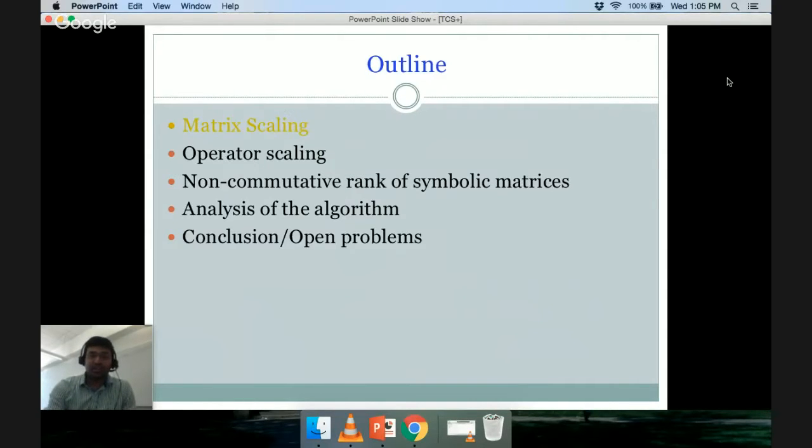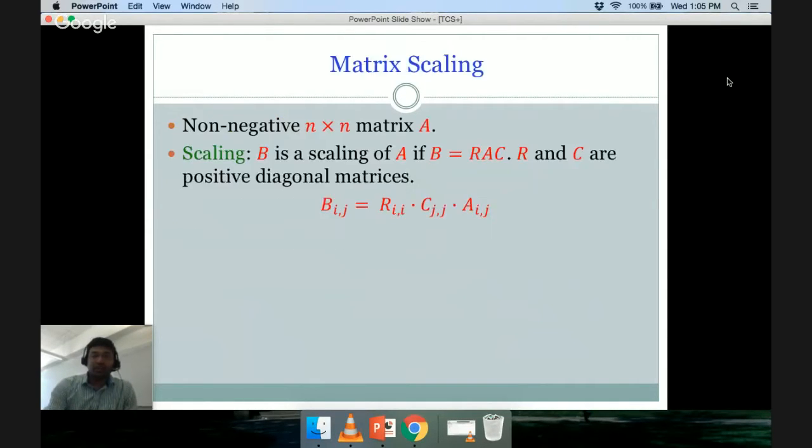Okay. So let's start with matrix scaling. In the setting of matrix scaling, we have a non-negative n by n matrix A. Its entries are real non-negative numbers. A matrix B is called a scaling of A if there exist R and C, which are positive diagonal matrices, and B equals R times A times C. In other words, the entry B_ij is equal to R_ii C_jj times the entry A_ij.